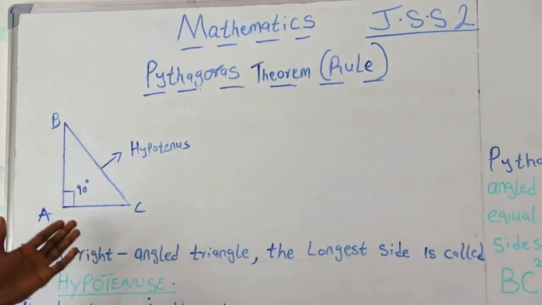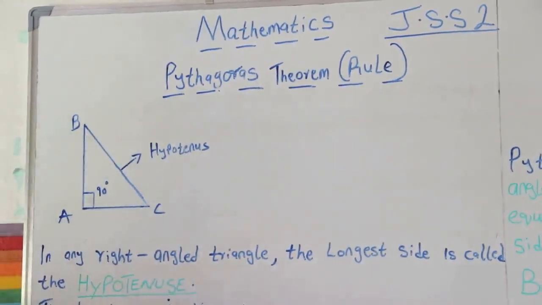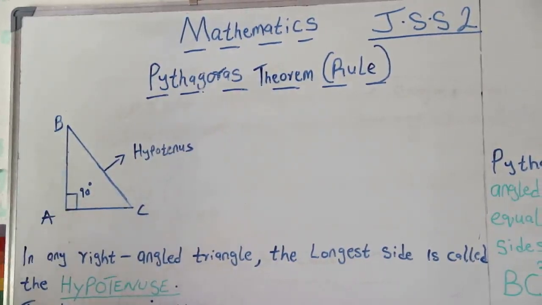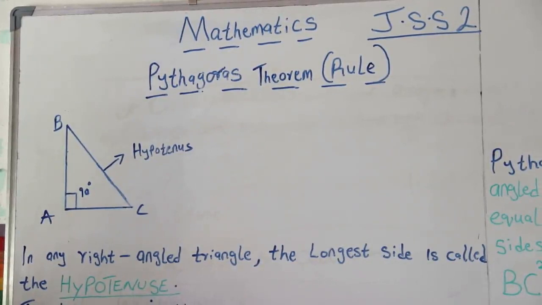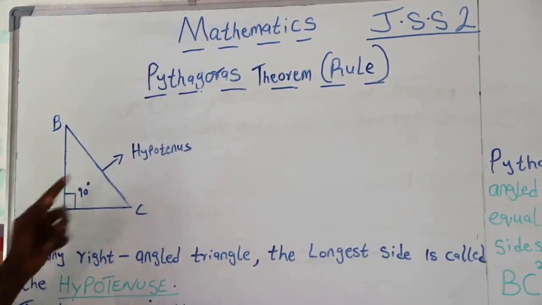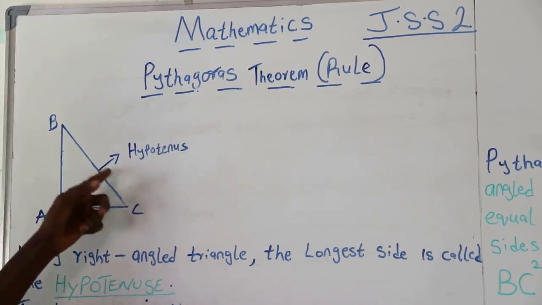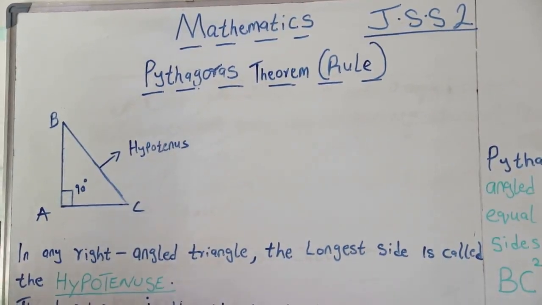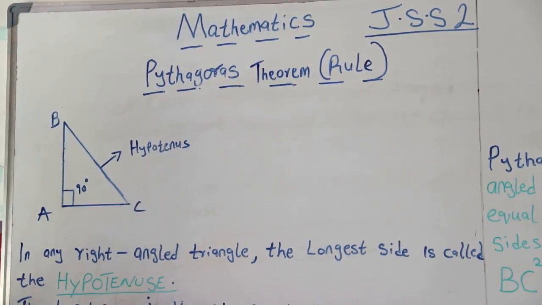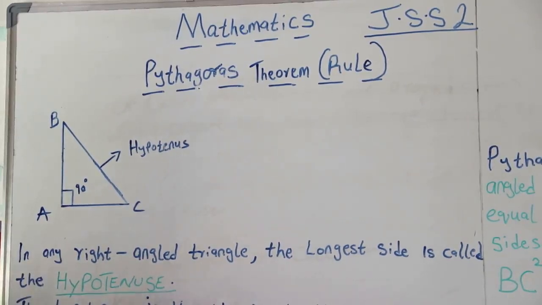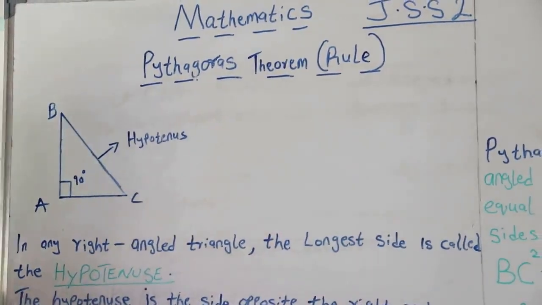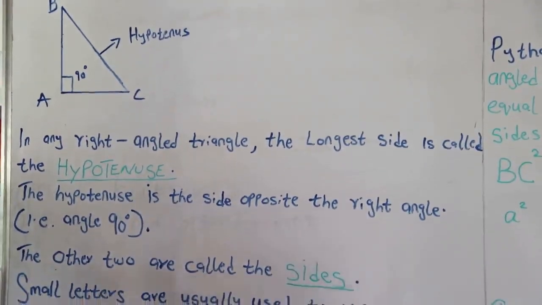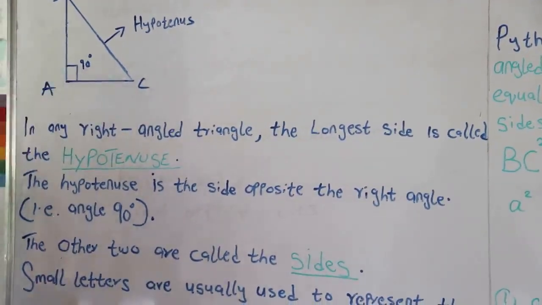As we have on the board, this is a right-angled triangle. It has three sides. The angle at which two lines meet is angle 90 degrees. And the side opposite the angle 90 degrees, which is this side, is called the hypotenuse. In other words, it is the longest side of the right angle triangle. So in any right angle triangle, the longest side is called the hypotenuse. The hypotenuse is the side opposite the right angle, that is the angle 90 degrees that I have mentioned.